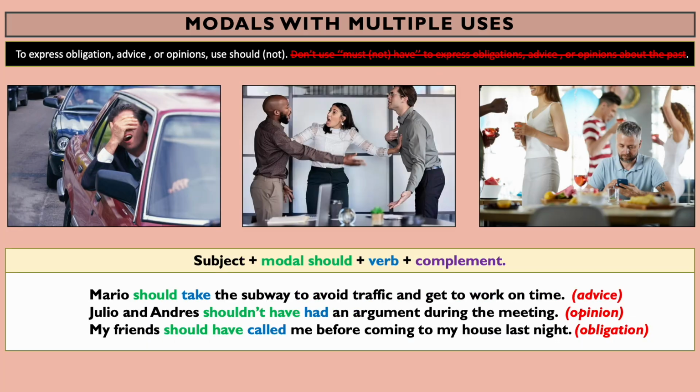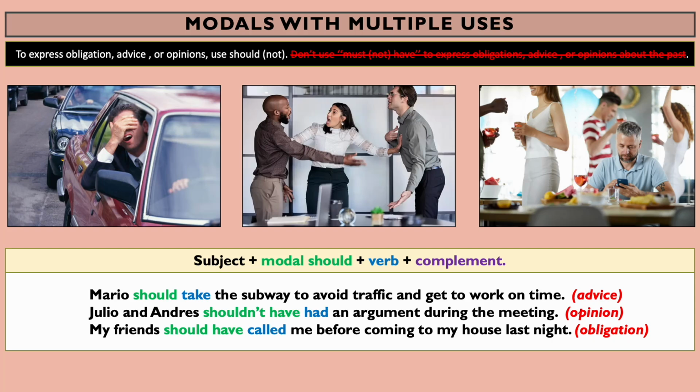To express obligation, advice, or opinions, use should or should not. Then use must not have to express obligations, advice, or opinions about the past. For this, you need a subject, plus a modal should, plus a verb, plus a complement. For example, Mari should take the subway to avoid traffic and get to work on time.